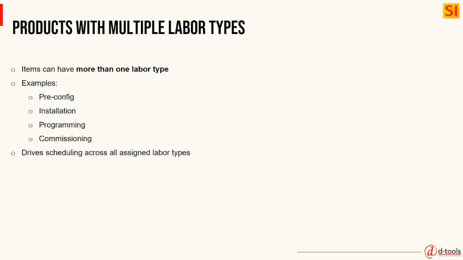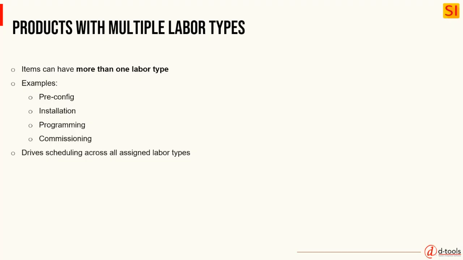So we'll start talking about this idea that items can have more than one labor type. This is an update that came about in SIV 20, so still relatively new, but something that we feel strongly is a great opportunity to streamline your catalog and really to streamline the way that you build your projects and your quotes, and then ultimately driving to easier scheduling across your project.